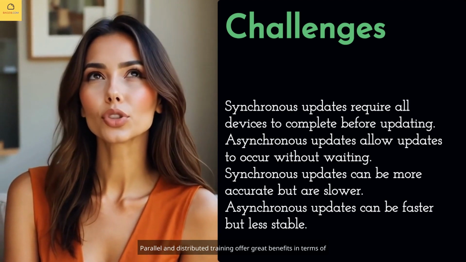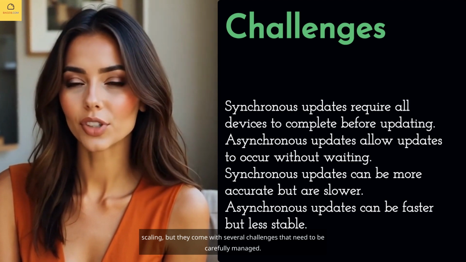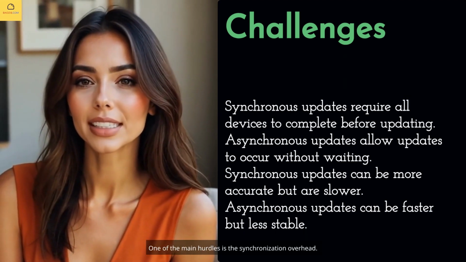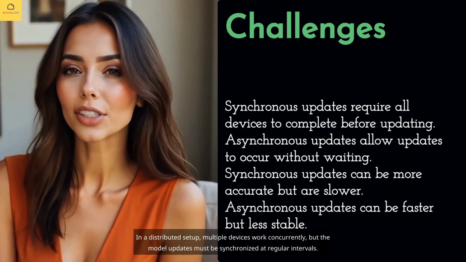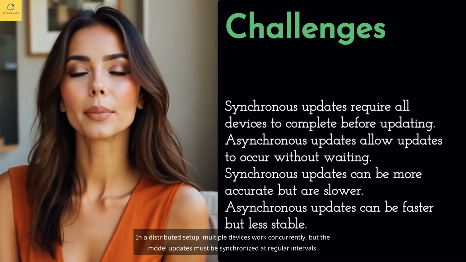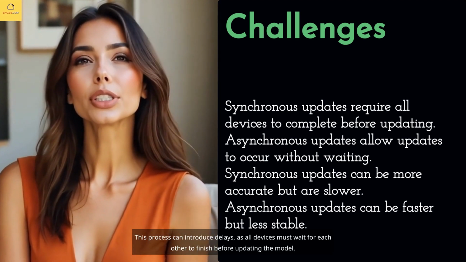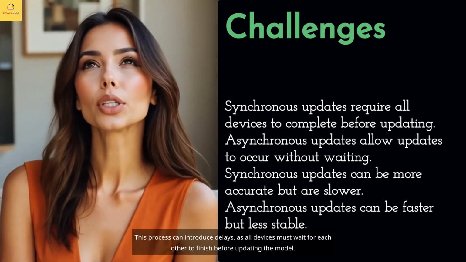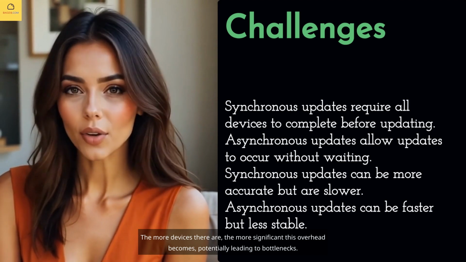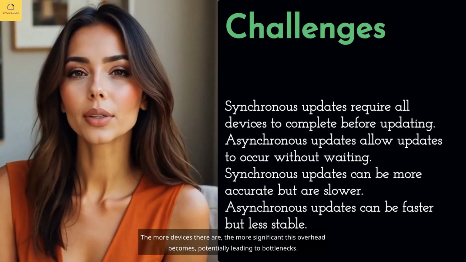Parallel and distributed training offer great benefits in terms of scaling, but they come with several challenges that need to be carefully managed. One of the main hurdles is the synchronization overhead. In a distributed setup, multiple devices work concurrently, but the model updates must be synchronized at regular intervals. This process can introduce delays, as all devices must wait for each other to finish before updating the model. The more devices there are, the more significant this overhead becomes, potentially leading to bottlenecks.